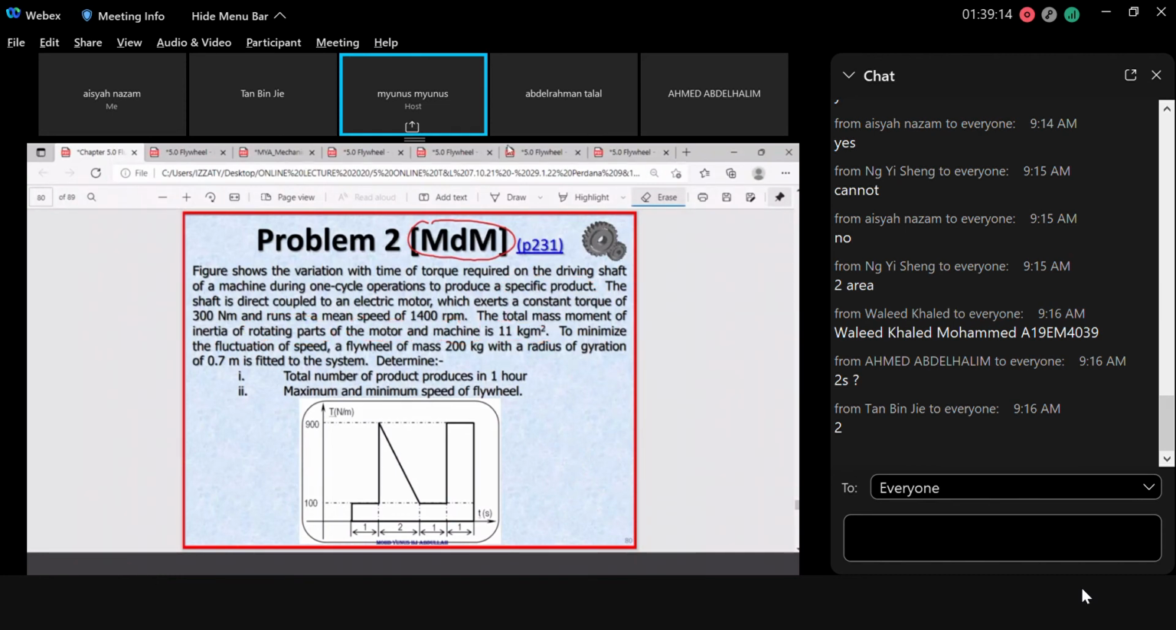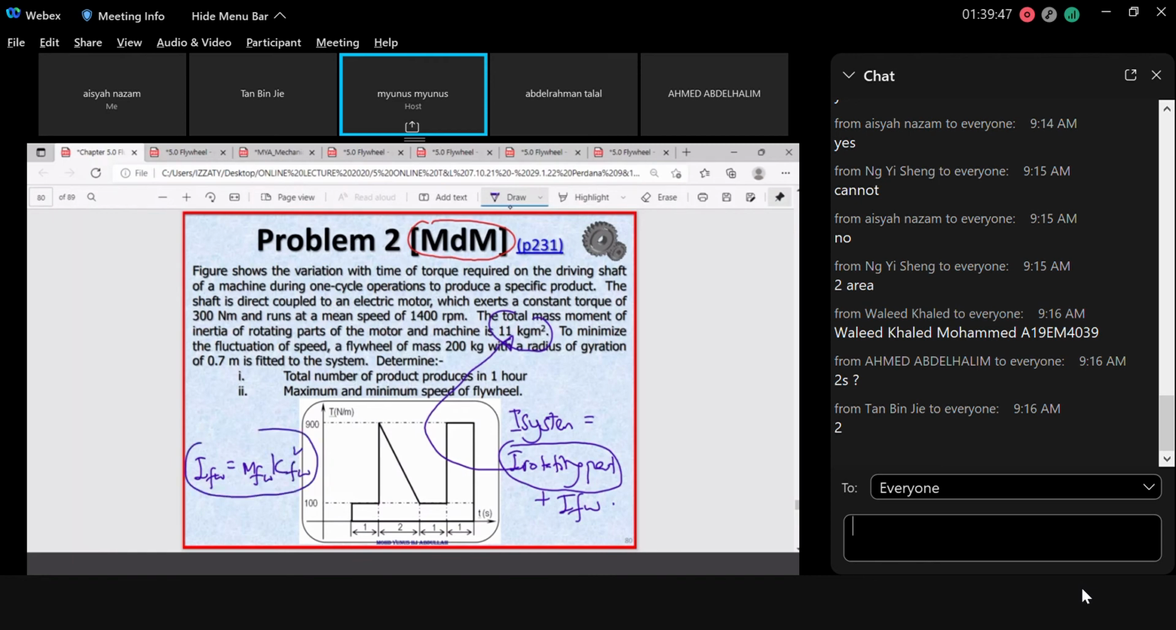The other one is the I system. Remember, the I system is equal to the I rotating part plus I flywheel. The rotating part, they provide you as this one. The I flywheel, you need to calculate: I flywheel is equal to M flywheel K flywheel squared, which is coming from what they provide you as 200 and also 2.7. Understand me or not, class?